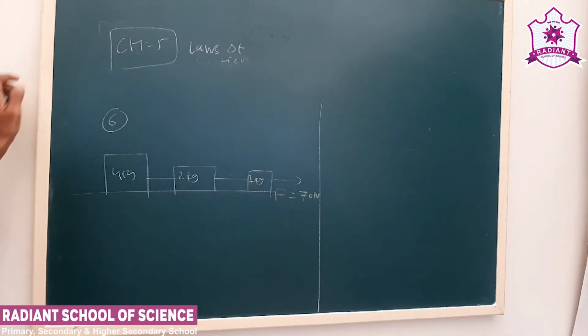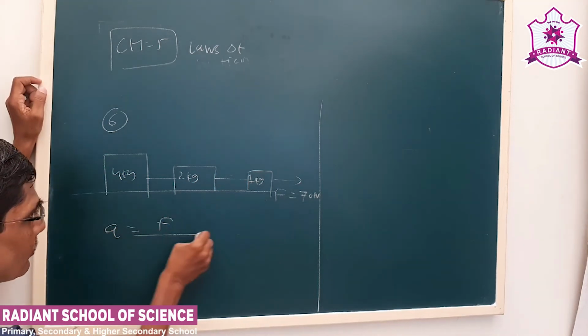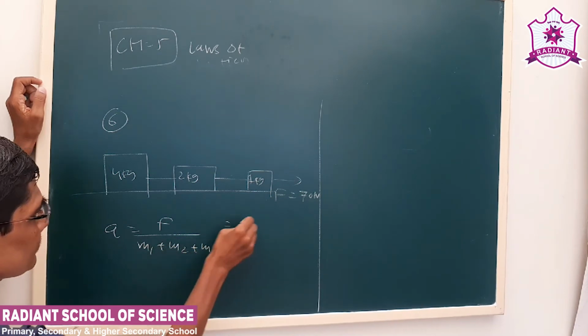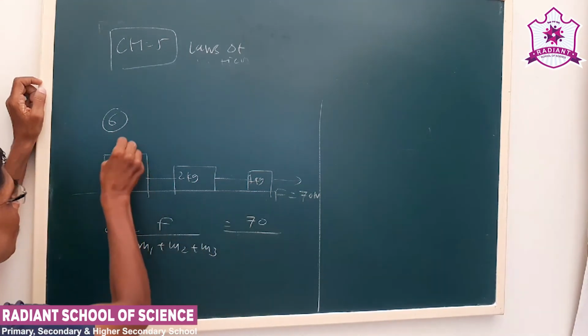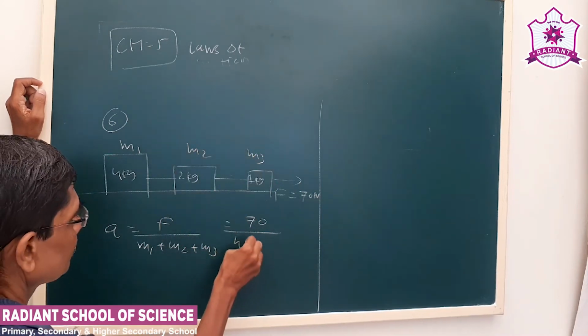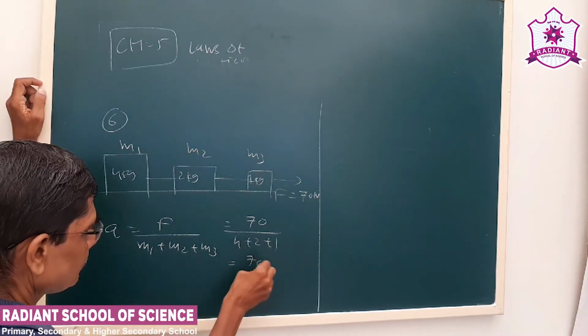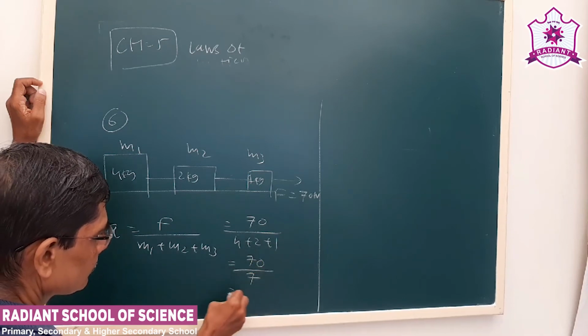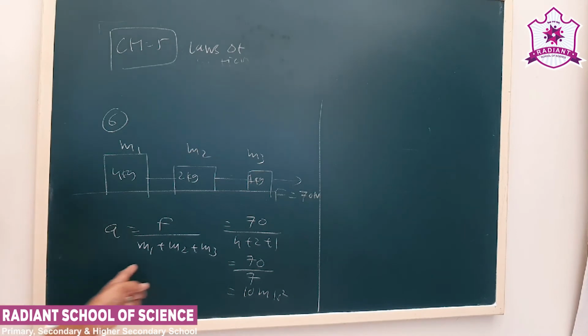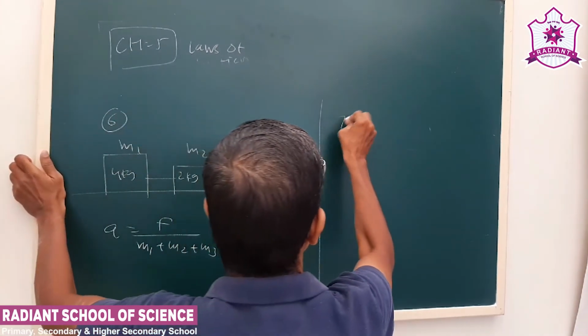Now, see the common acceleration of the system will be F upon m1 plus m2 plus m3. Okay. See, the formula will remain the same. This can be extended for n number of objects, that we have to keep in mind. Now, next MCQ.